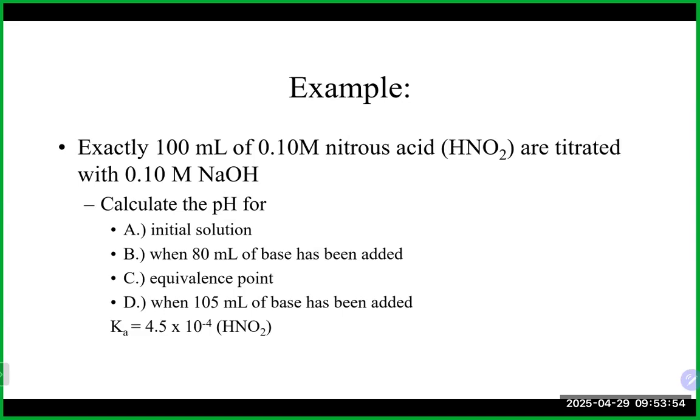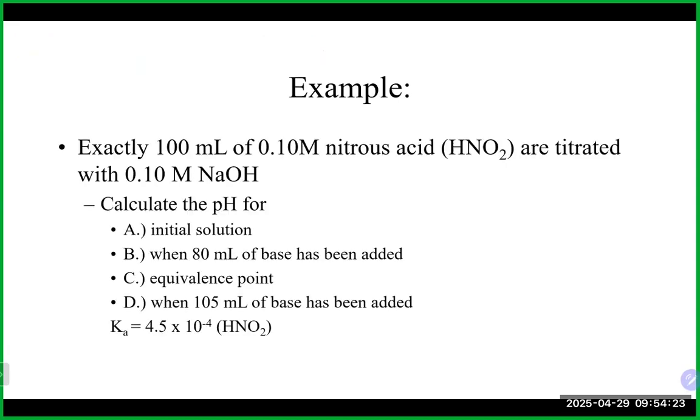All right, so we're into some problems here. I think we did through B, if I'm not mistaken, so I think we're on C. Let's take a look at C, which is the equivalence point in this titration. Part C asks: what's the pH at the equivalence point?